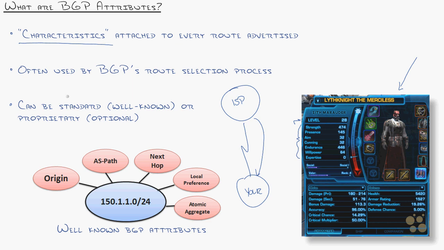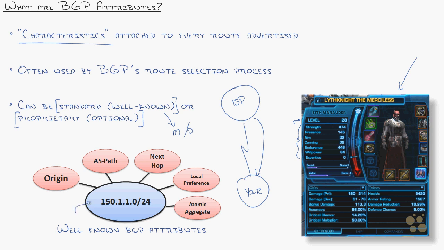Those BGP attributes are divided into two major categories. You have well-known, or essentially standard, attributes that are supported by every vendor router who can claim to run BGP, right? So Cisco and beyond. And you have the optional attributes, or essentially the proprietary ones that people add into the mix. Now, going a little bit further, the well-known attributes fall into two major categories: mandatory and discretionary. You'll want to know this.